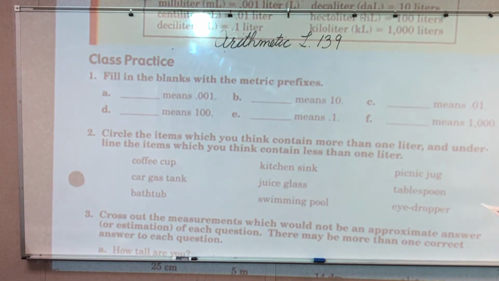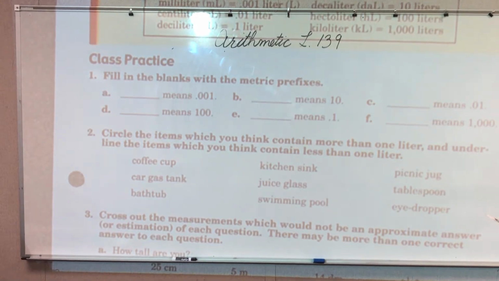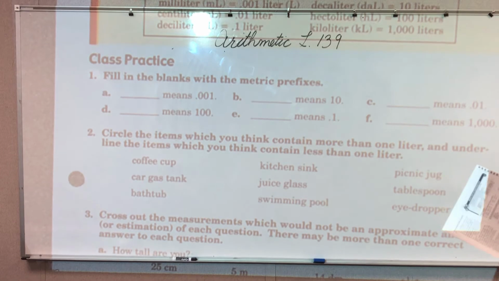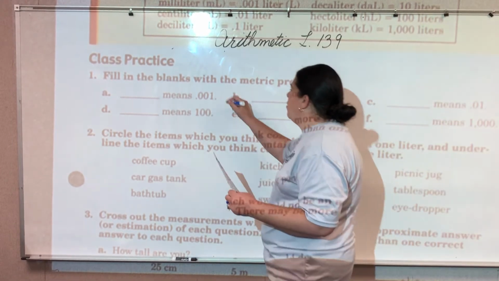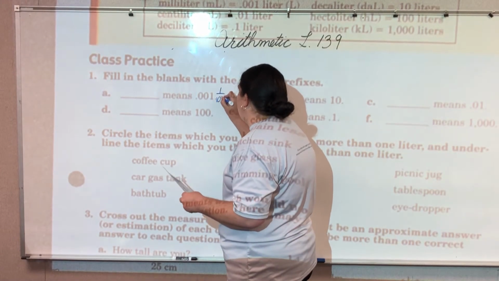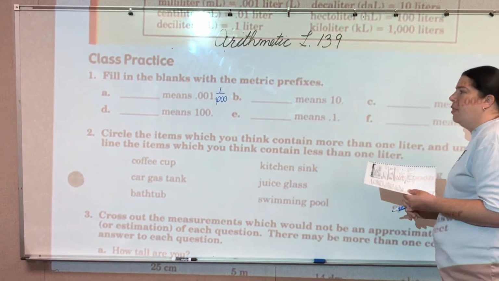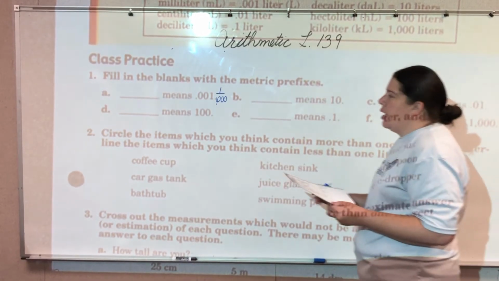Down here, let's practice. Fill in the blanks with the metric prefixes. Okay, so you're going to write either hecto, deca, deci for 0.001. So remember that 0.001 is also, if you want to write it in a fraction, 1/1000. So which one means 1/1000? Correct, milli.